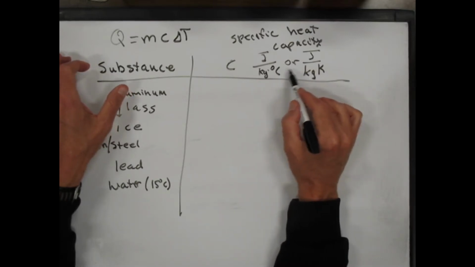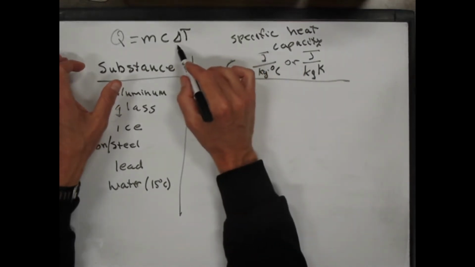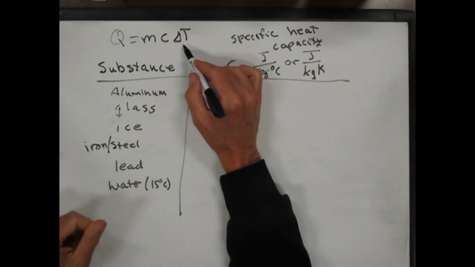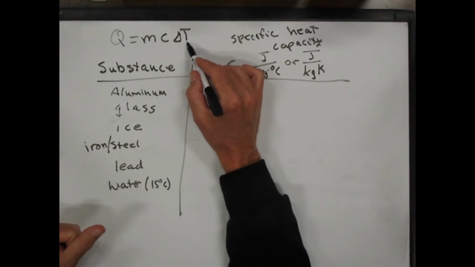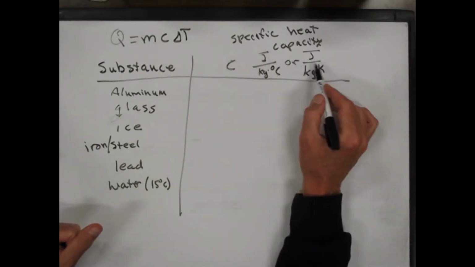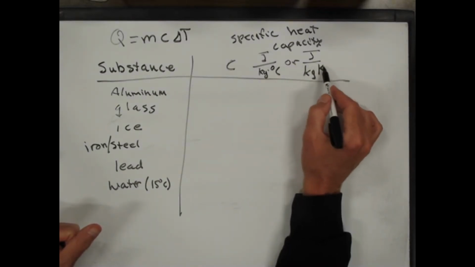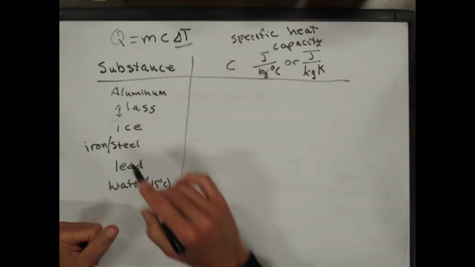Notice these two are the same. It doesn't matter if it's degrees Celsius or Kelvin because it's a change in temperature, and since changes in temperature in Celsius and Kelvin are the same, the only thing that's different is the absolute value. The difference between the temperature of boiling water and freezing water is 100 in Kelvin and 100 in Celsius. Any temperature difference is going to be the same. So they're interchangeable as long as you're looking at temperature differences.